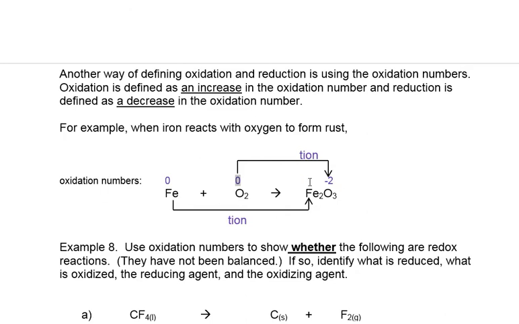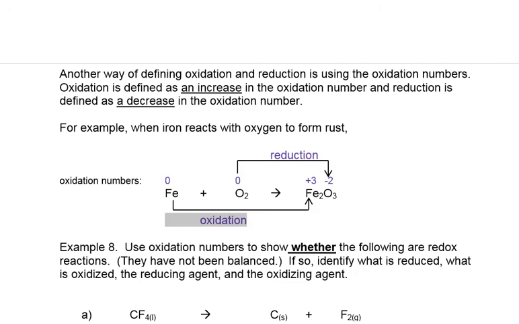If we look at our ionic compound here, we know oxygen's -2, but iron, remember, has 2 possible charges. But if we look, there's 2 iron for every 3 oxygen. That tells us that our iron charge is going to be +3. So we can see the oxygen is going from 0 to -2. So that's a drop or a decrease. So we can see that the oxygen is undergoing reduction. Whereas the iron is going from 0 to +3, that's an increase. So the iron is undergoing oxidation.